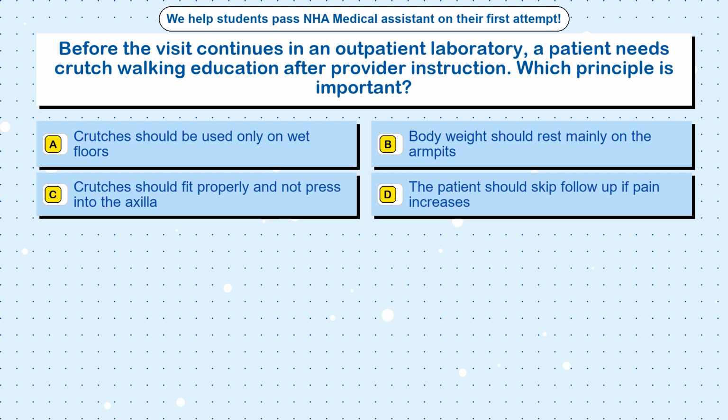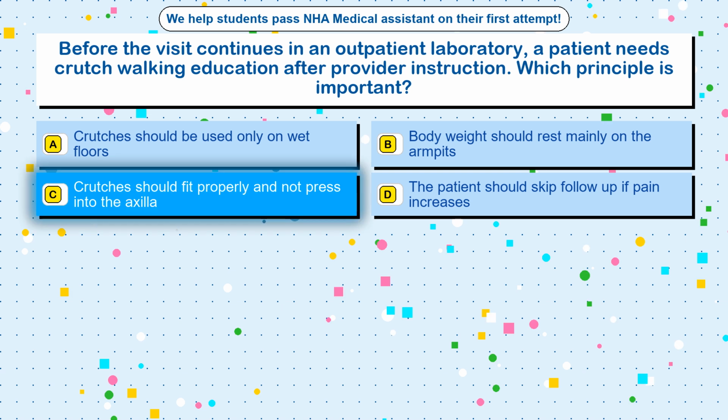Question 57. Before the visit continues in an outpatient laboratory, a patient needs crutch walking education after provider instruction. Which principle is important? Option A. Crutches should be used only on wet floors. Option B. Body weight should rest mainly on the armpits. Option C. Crutches should fit properly and not press into the axilla. Option D. The patient should skip follow-up if pain increases.